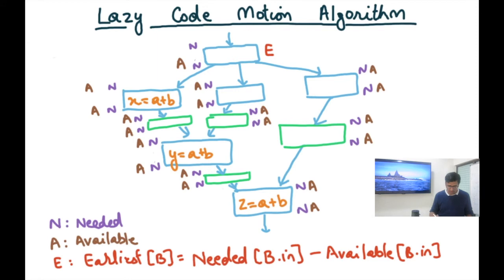You can see that's actually true, because if I just compute a plus b here, I can say t equals a plus b, and then I can replace x equals a plus b with t, y equals a plus b with t, and z equals a plus b with t. And this would be a valid solution. However, this would be a valid solution to partial redundancy elimination, but this doesn't actually take care of our third requirement, which is that the expression is computed as late as possible.